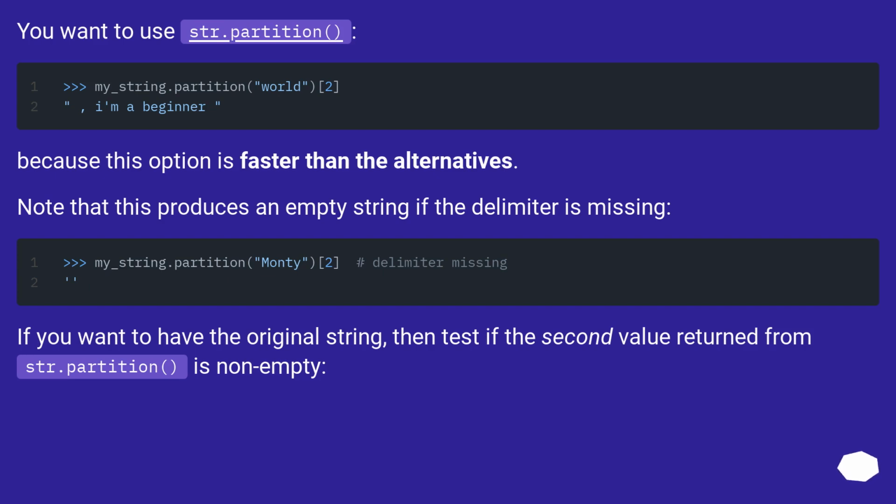You want to use str.partition. Because this option is faster than the alternatives. Note that this produces an empty string if the delimiter is missing. If you want to have the original string, then test if the second value returned from str.partition is non-empty.